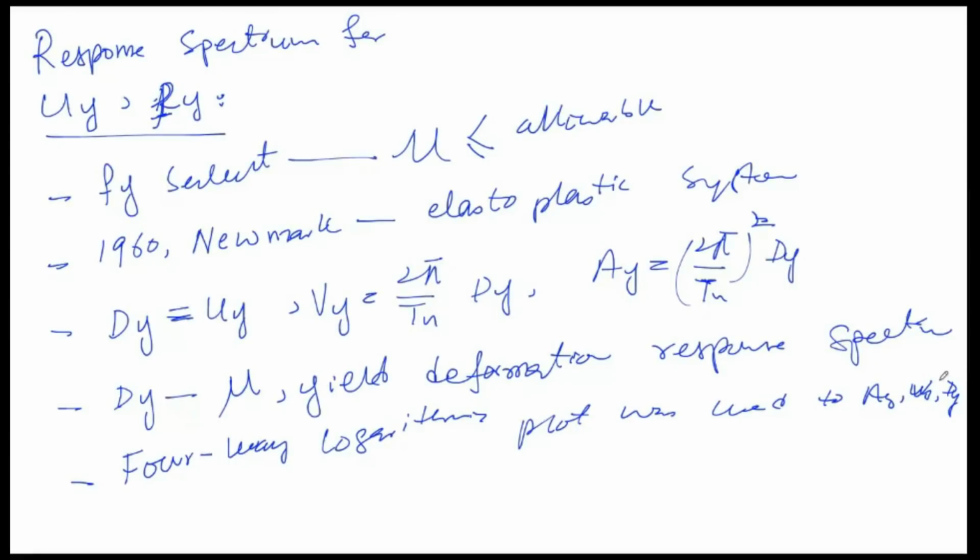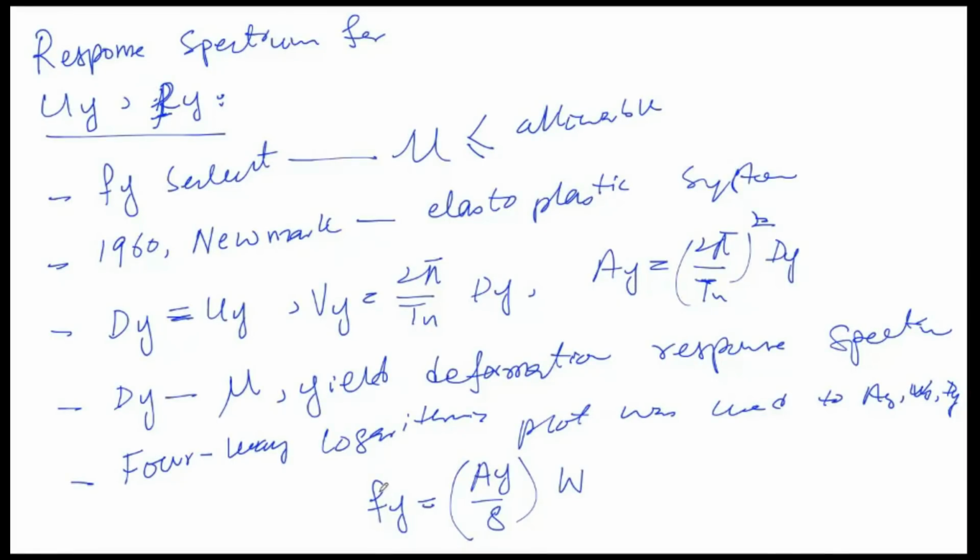The yield strength of an inelastic system necessary to limit its ductility demand to a selected ductility factor was obtained using the equation Fy is equal to Ay by g into W. So that plot was used to obtain Ay, that was divided by g and multiplied by W, and the system designed for this yield strength was the one that will provide the system with a particular selected ductility.